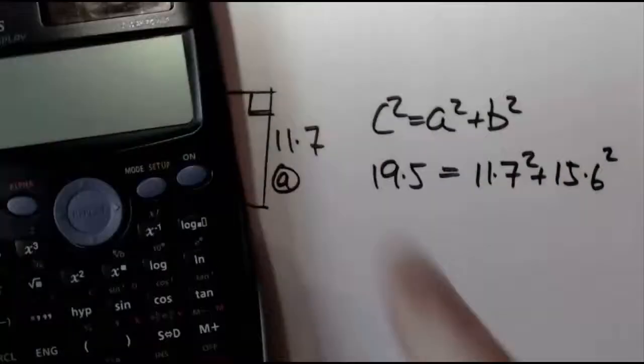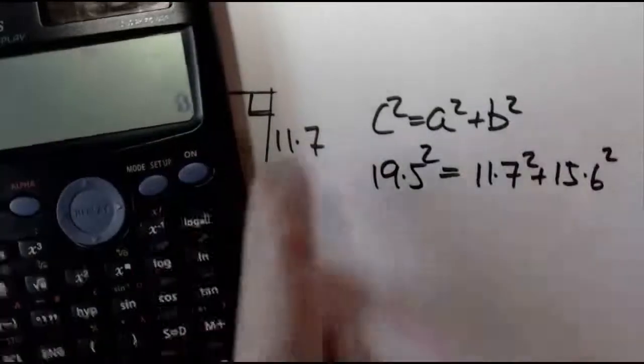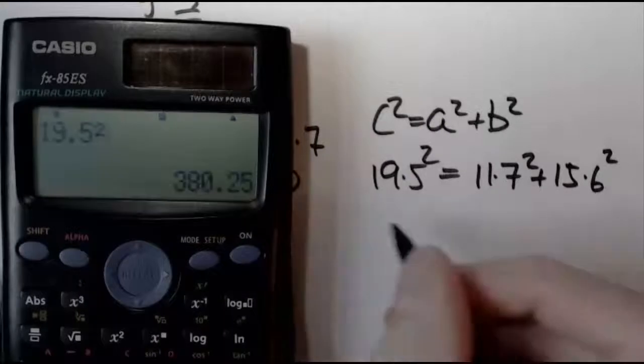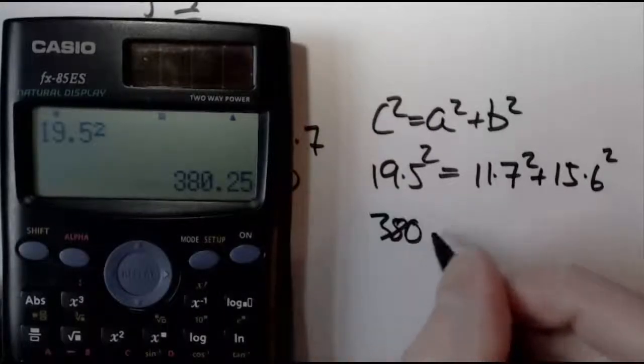And just put these values in your calculator. So we have 19.5 squared. So that equals 380.25.